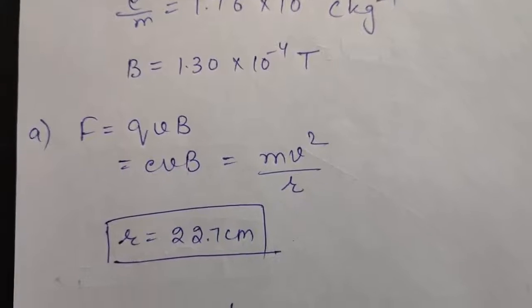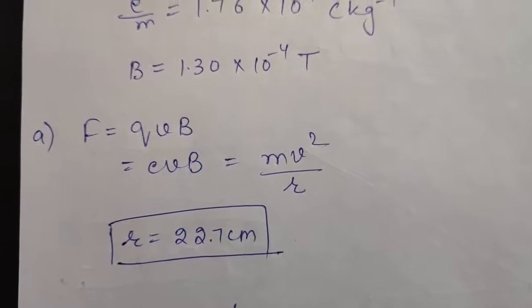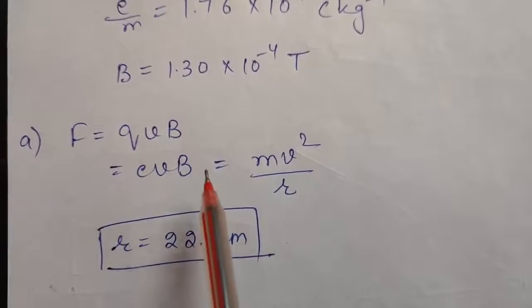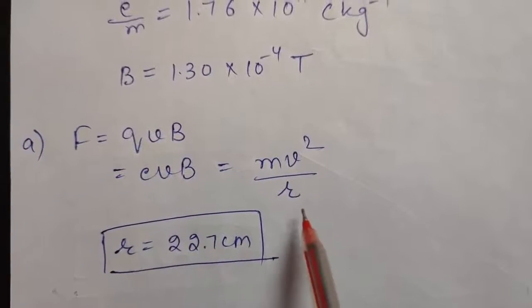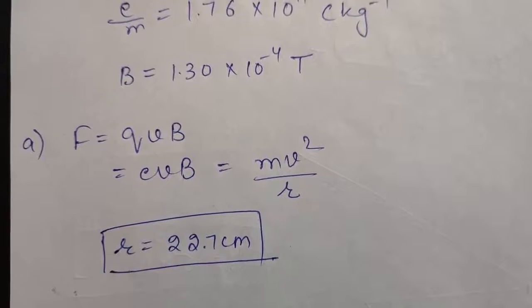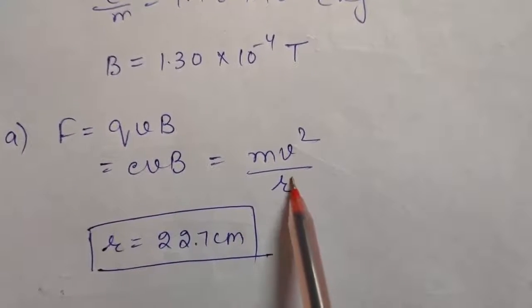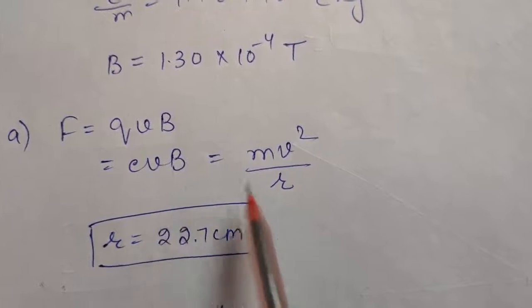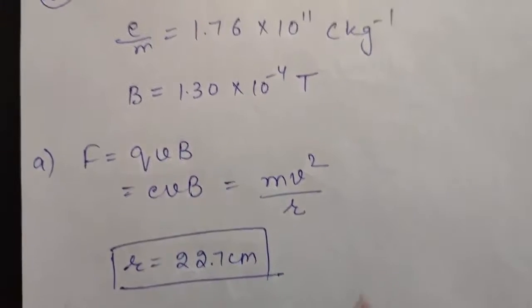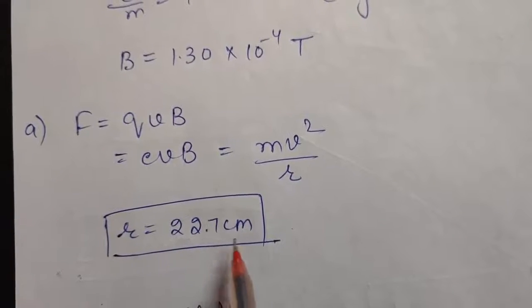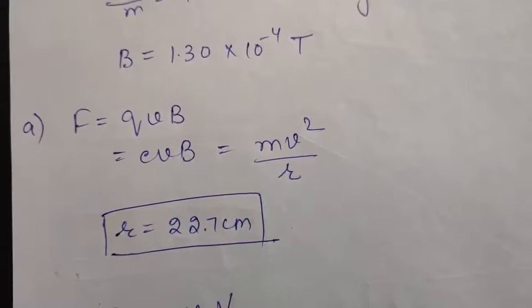Okay, so as I told you, when the particle is moving normally to the magnetic field, it will undergo a circular motion. So you can say this force will be equal to the centripetal force, which is required to move in a circular path. So from here we will cancel out, and r will come to be mv upon qB. Now everything is given in the question, so solve it. Value of r will come to be 22.7 centimeters.